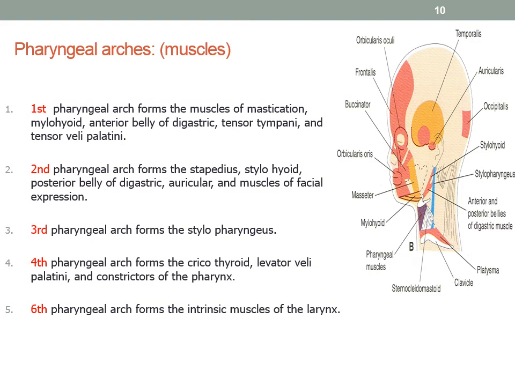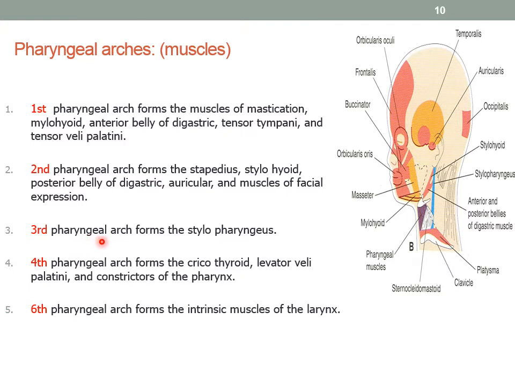Now we will talk about the muscles given by the pharyngeal arches. The first pharyngeal arch forms the muscles of mastication, which are the masseter and the pterygoids, the mylohyoid, the anterior belly of the digastric, the tensor tympani, and the tensor veli palatini. This is the masseter and the mylohyoid. The second pharyngeal arch forms the stapedius, the stylohyoid muscle, and the posterior belly of the digastric, the auricularis and muscles of facial expression.